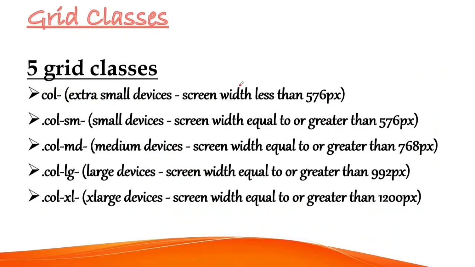Okay, now there are totally 5 grid classes. If you use this col class, col-xs or sm, whatever you want to use, that will be applied for extra small screen devices and screen sizes less than 576 pixels. Okay, only then we can use this one. Now if you use this class col-sm, this will be given to equal or greater than 576 pixels. We are going to write an example for this, and then you will understand about these classes and how to use these classes and where all we are going to use these classes.